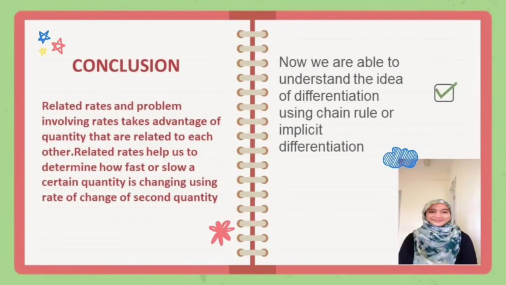In conclusion, related rate problems involve rates of quantities that are related to each other. Related rates help us to determine how fast or slow a certain quantity is changing using the rate of change of a second quantity. Now we are able to understand the idea of differentiation using chain rule or implicit differentiation.